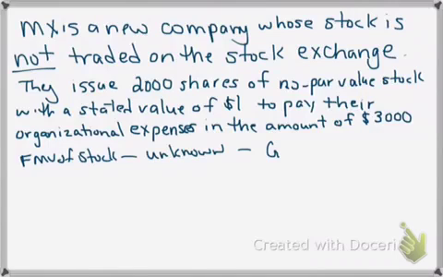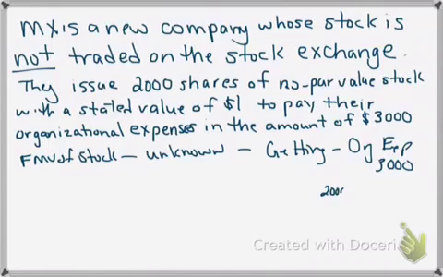So, what are we getting here? Well, we're getting those organizational expenses, or what's getting paid here. And so you have those organizational expenses, and they're worth $3,000. Now, what are we giving up? Well, we're giving up 2,000 shares of $1 stated value, so that would be $2,000, and therefore we have an excess here of $1,000.